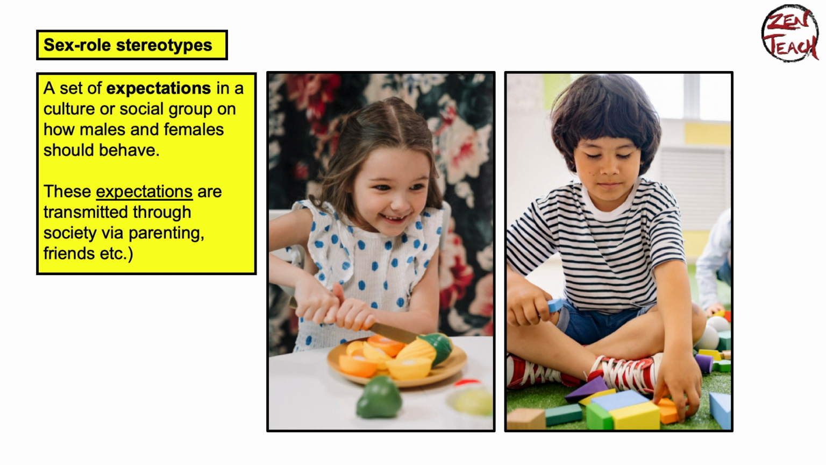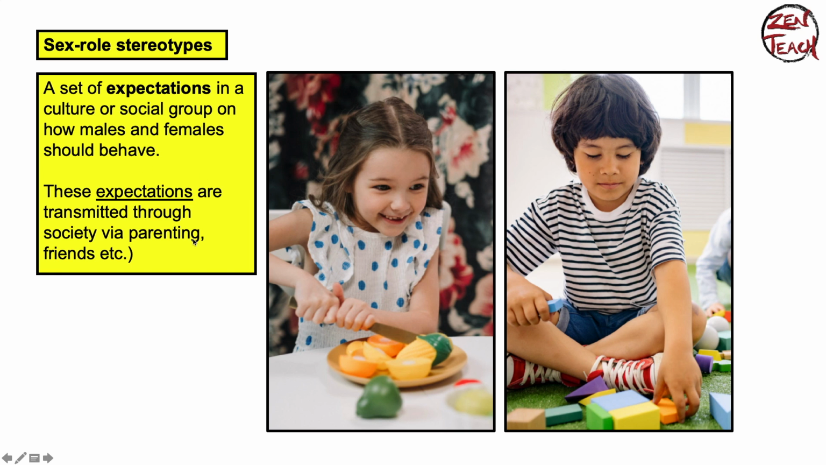Let's talk about something really important that will become central over this chapter. It is the idea of sex role stereotypes. When we say sex role, what we mean is that we assign certain expectations, so these are our stereotypes, to a particular sex. As we can see here, this girl is pretending to cook, and this boy is playing with blocks or Lego. These are our typical gender, our particular sex stereotypes.